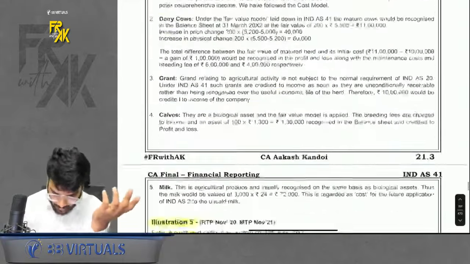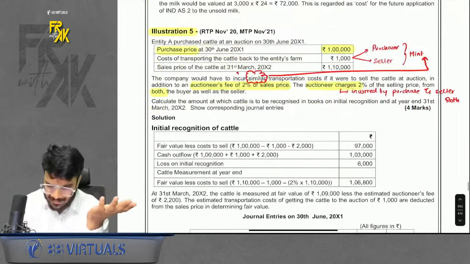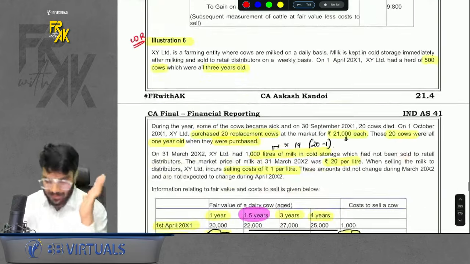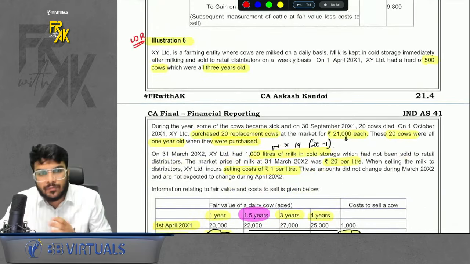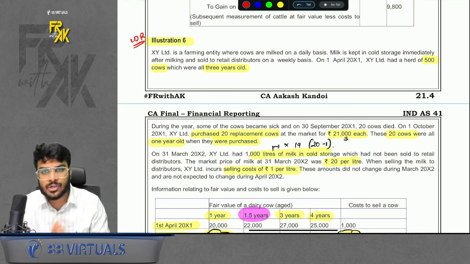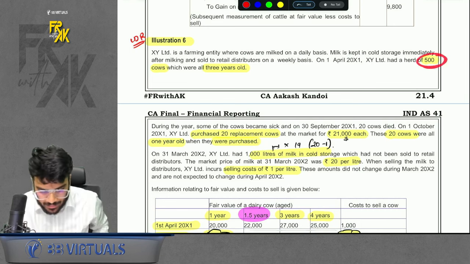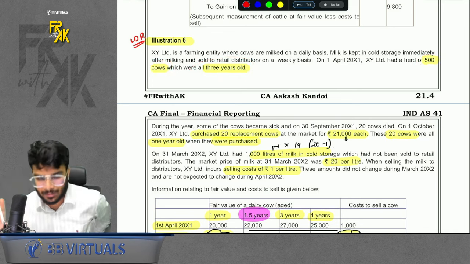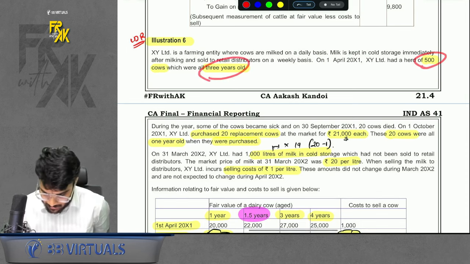Apart from this, there are also basic questions you can revise on your own, and don't leave them, at least revise them. Okay, I am just revising those questions which are good from exam point of view. The next question which we will revise is illustration number 6. What do we have in this? See, it says that initially we had 500 cows which are 3 years old. We already had it, we are not purchasing it, we had in opening stock.